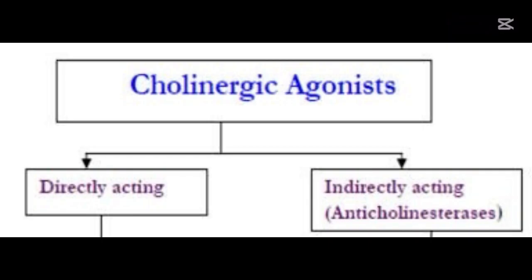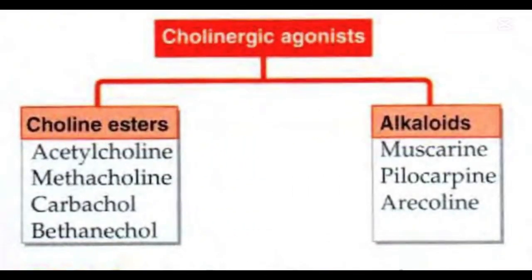So the direct acting drugs mimic acetylcholine by binding to the receptor, either the muscarinic receptor or the nicotinic receptor. Now, under the direct acting, we can still divide them based on the chemical structure into two. We have the choline esters, and we have the alkaloids. Later I'll be talking about the indirect acting.